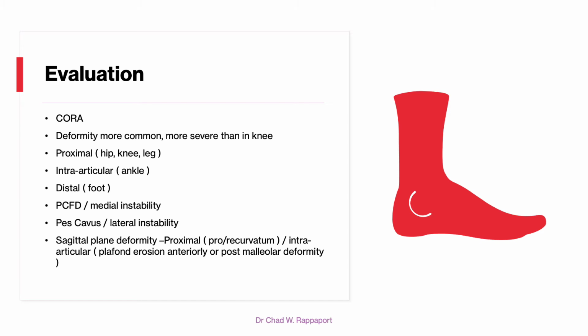And as mentioned a bit earlier, although a lot of the literature and discussion is more focused on the coronal plane, certainly one needs to appreciate any sagittal plane deformity, which is typically proximal to the ankle joint in the way of a procurvatum or recurvatum deformity within the leg, or intra-articular deformity secondary to plafond erosion anteriorly, or posterior malleolar deformity and insufficiency.